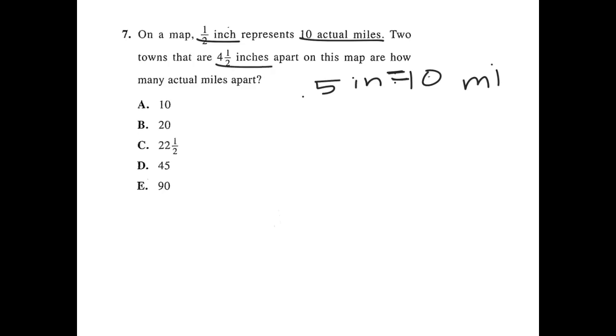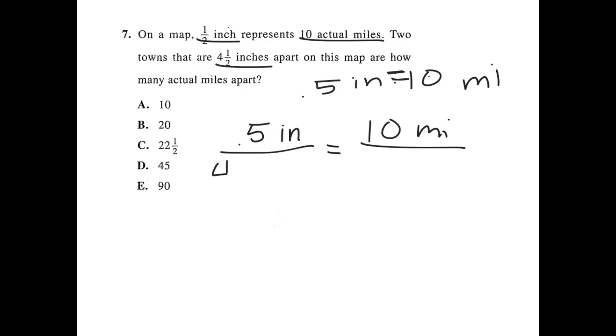Alright, so there's a good way to explain this, and then I'll tell you the way that I would have approached this, which is going to give you the same result because this method is also right. The first method is called proportions. So we're going to say 0.5 inches over 10 miles equals 4.5 inches over x miles. These units are going to cancel out eventually, and we have to find x miles, or however many miles they're actually apart.